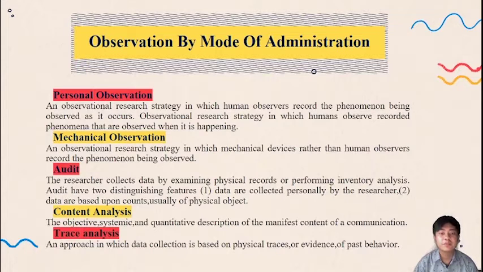First, personal observation, an observational research strategy in which human observers record the phenomenon being observed as it occurs. Mechanical observation, an observational research strategy in which a mechanical device rather than a human observer records the phenomenon being observed. Audit. The researcher collects data by examining physical records or performing inventory analysis.